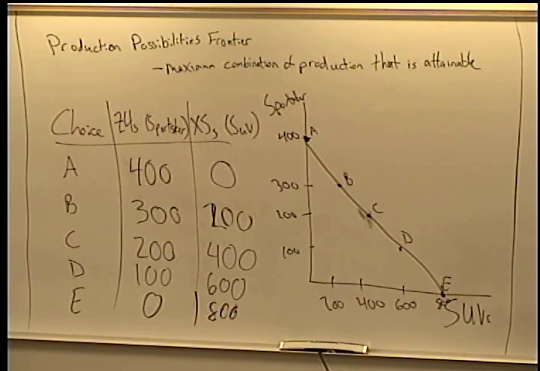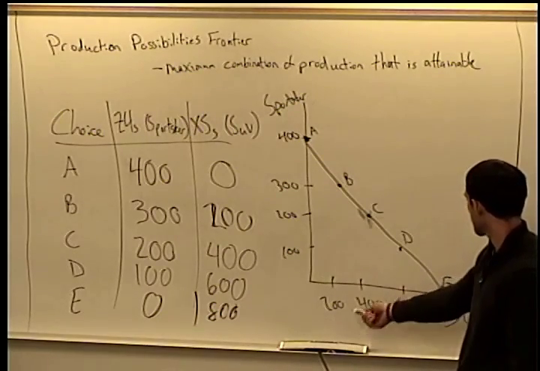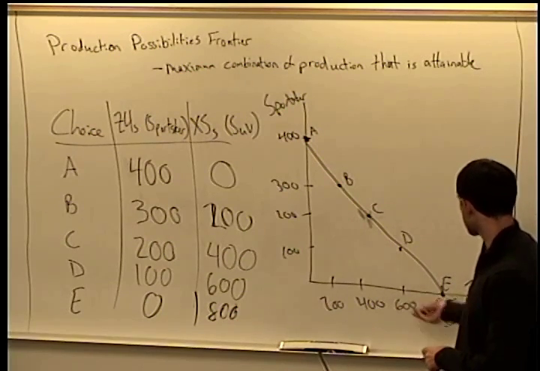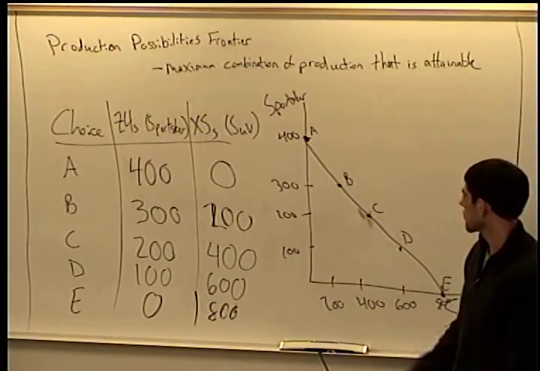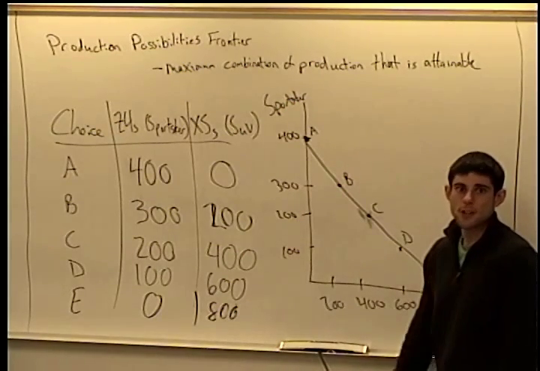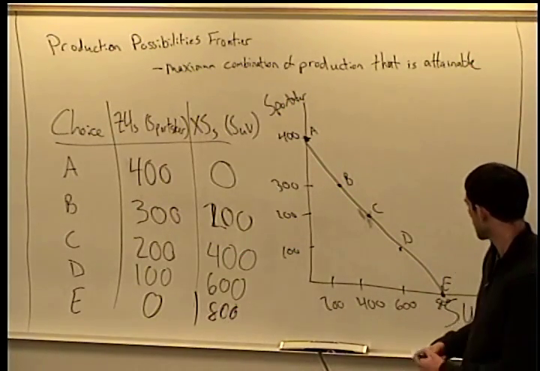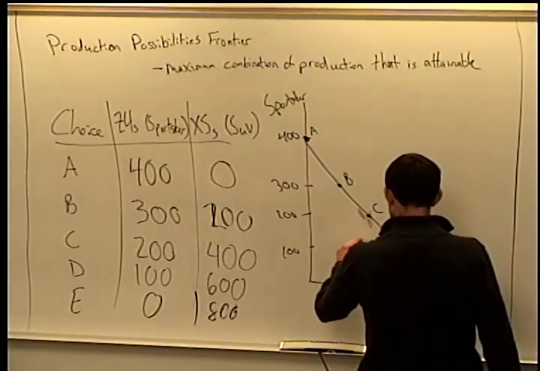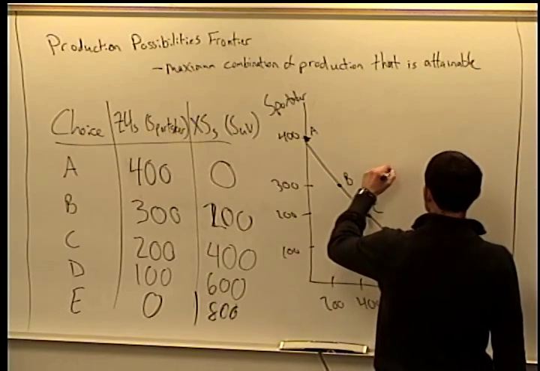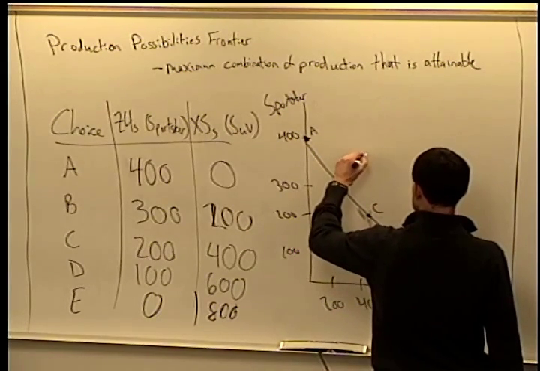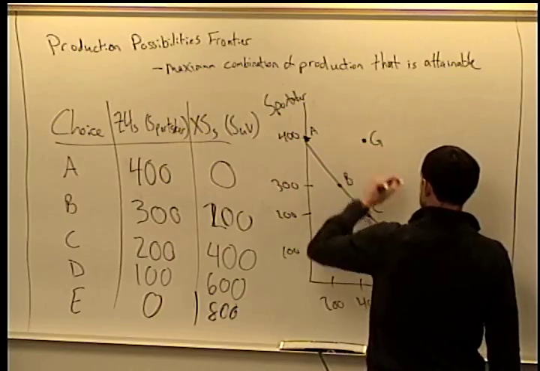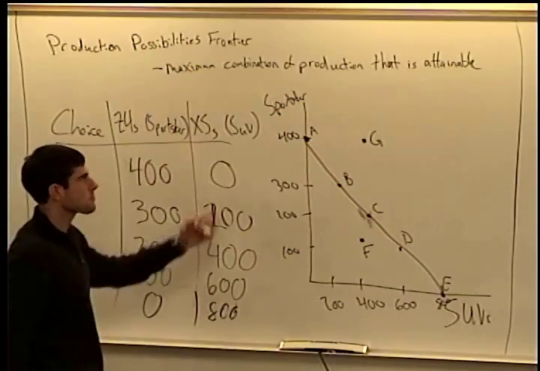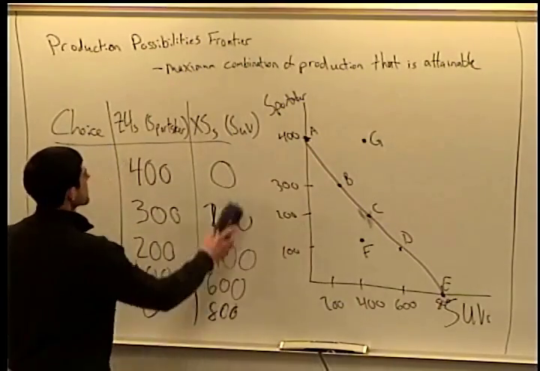Okay, so here is a maximum combination that we can produce in a week of Sportsters and SUVs. So anywhere along this line is something that's attainable for BMW. Okay, and then lastly, for simplicity's sake, let's say we have a point F and a point G. Okay, so now that we have our production possibilities frontier in a graph, we can delete our table.